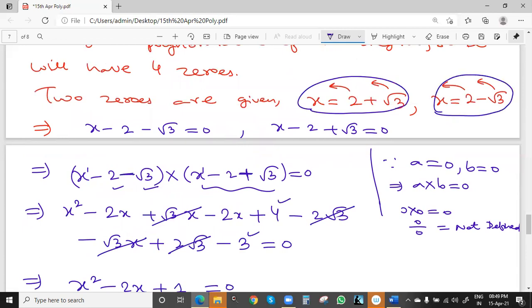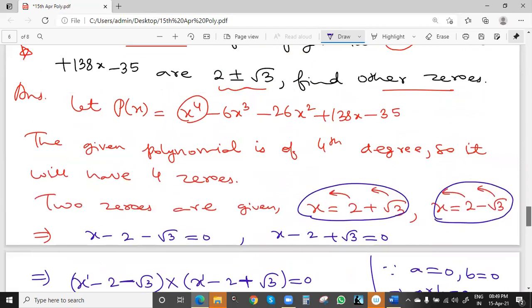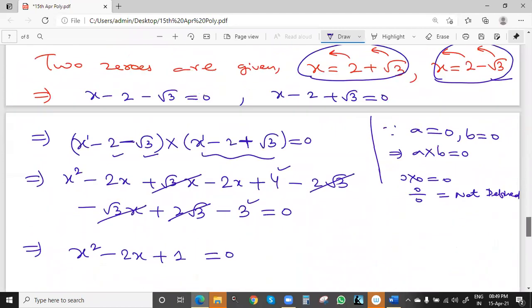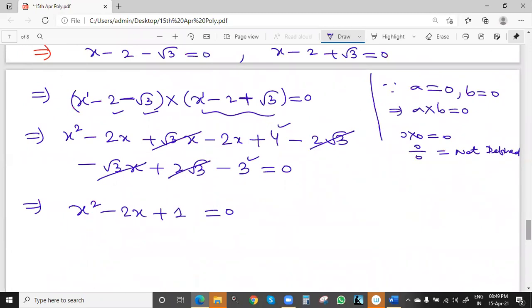So these zeros are factors. Zeros will be the factors of px. Factor means if we put the x value 2 plus root 3 in this equation, then the final result will be 0. If we put the x value 2 minus root 3 in the given polynomial equation, then the final value will be 0. So that means the proper factor is from the zeros value, and this quadratic equation we got from these zeros only.